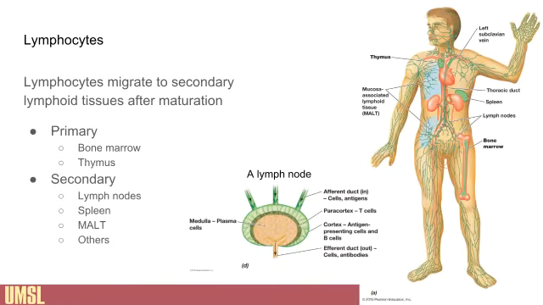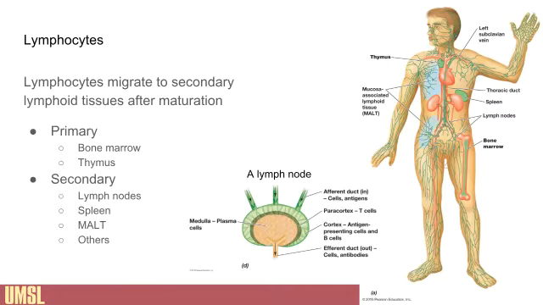Okay, so lymphocytes. These migrate to secondary lymphoid tissues after maturation. The primary tissues that they mature in are bone marrow and thymus. So bone marrow is B cells, thymus is T cells, and these are actively moving through our lymphatic system throughout our body all the time.